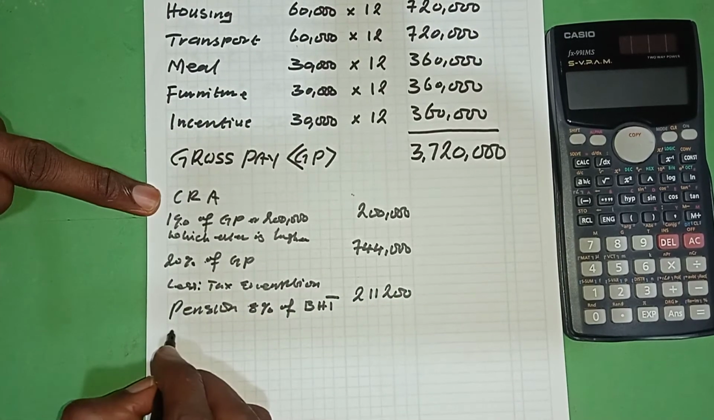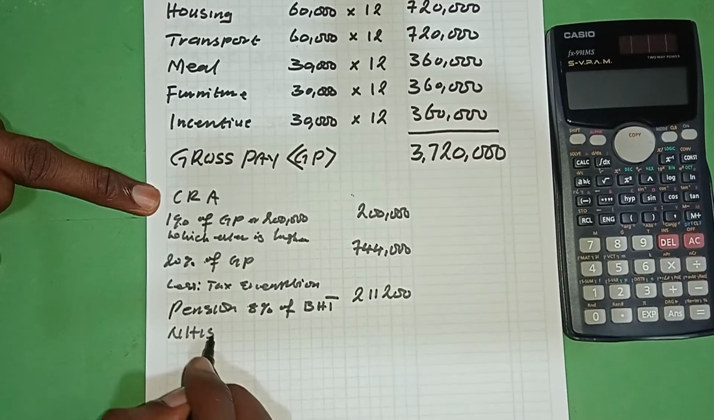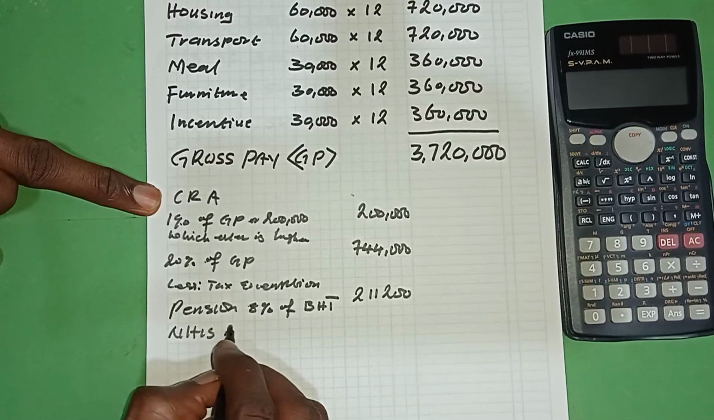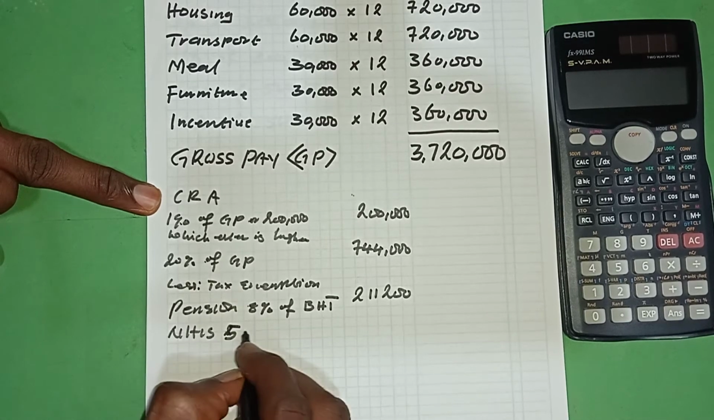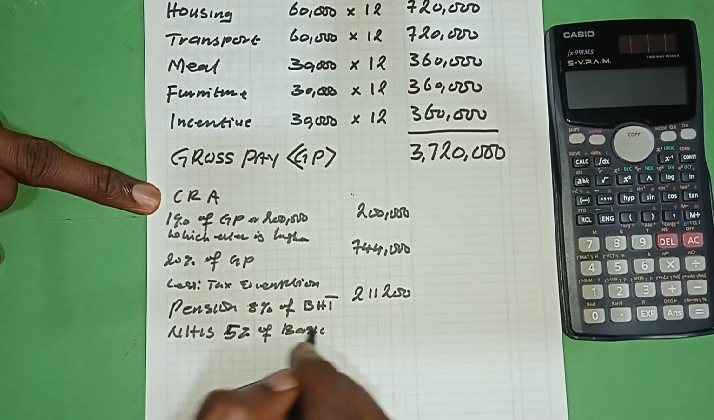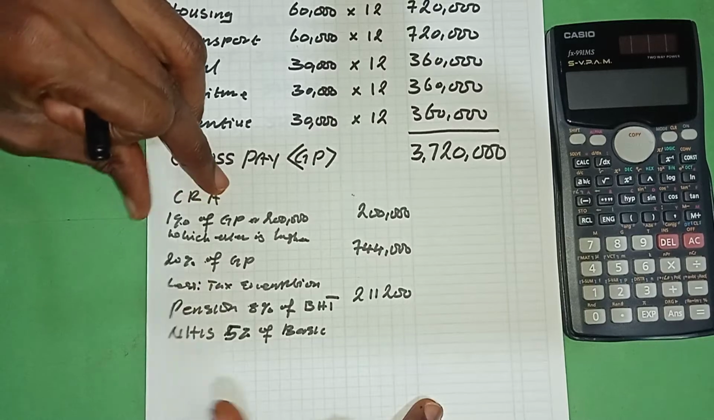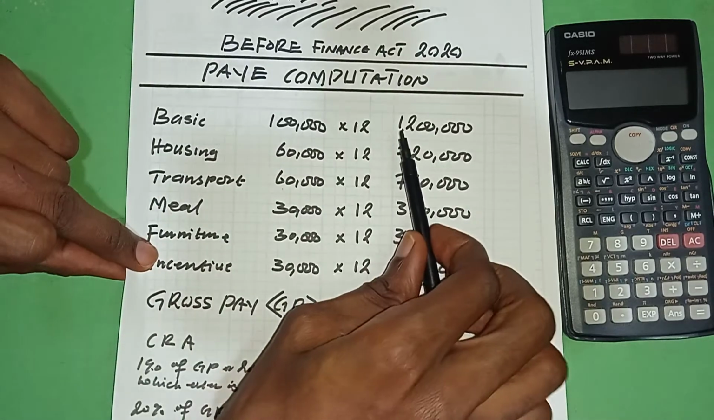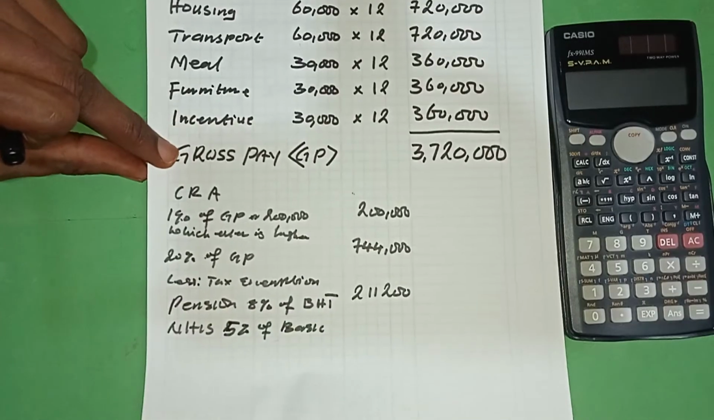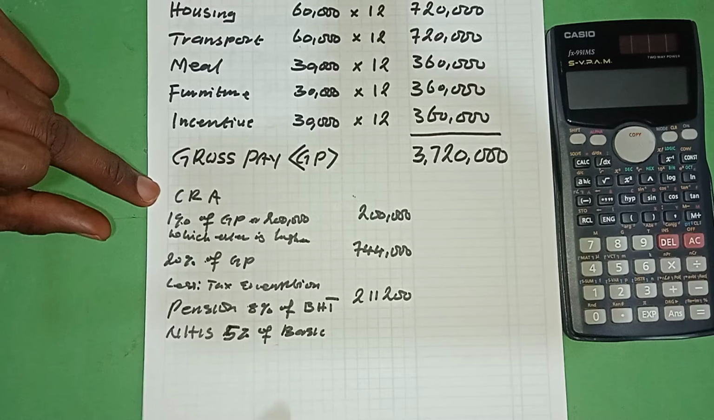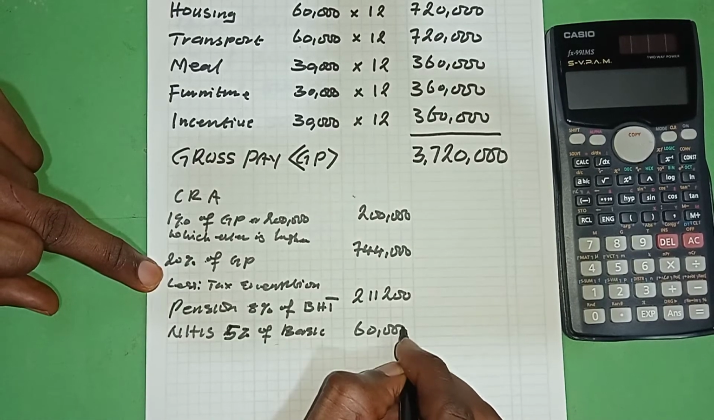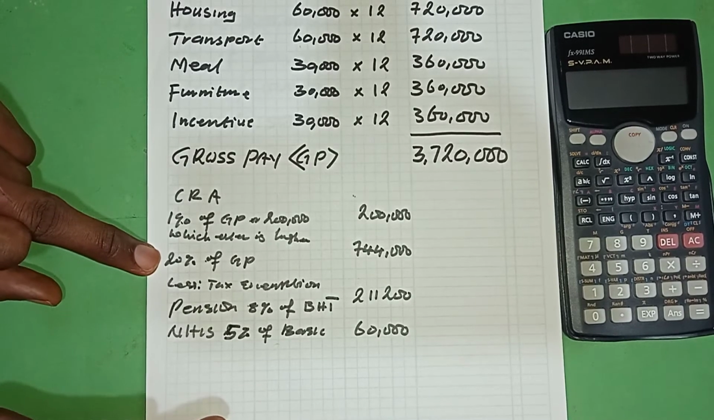Then the next thing is NHIS, the National Health Insurance Scheme, which is 5% of basic. And what is your basic? Your basic is 1.2 million. So 5% of 1.2 million will give you 60,000.